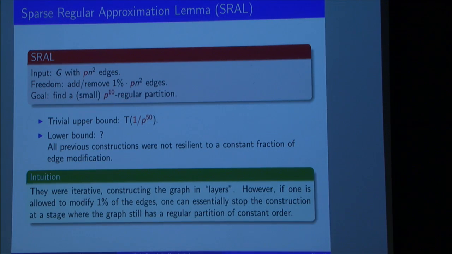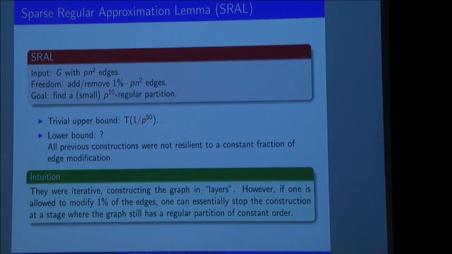There is a very hand-wavy intuition as to why all previous lower bounds for graph regularity were not resilient to 1% edge modifications. The reason is that the construction was iterative, in layers. For example, in Gowers's proof, you would start with some simple graph of density, say, 1/4, and then superimpose a very specific graph of density 1/8, and then superimpose a graph of density 1/16, and so forth. But if you have the freedom to modify 1% of the edges, then you can basically undo the long tail of this construction. So in some sense, by making a 1% modification of the edges, you stop the construction at an early stage where the graph still has a regular partition of constant order.